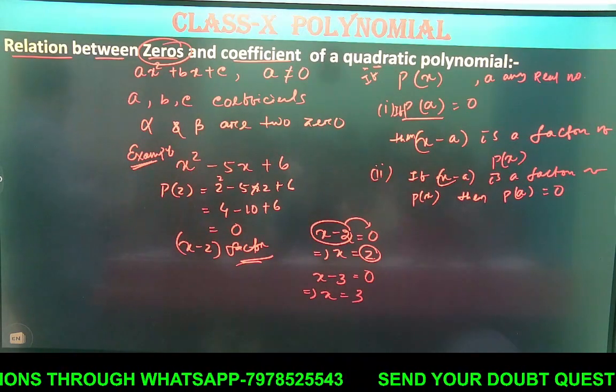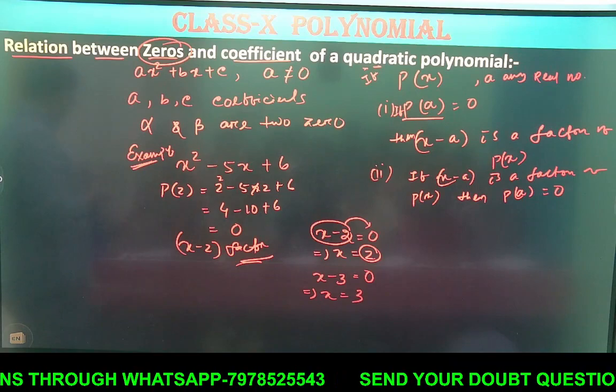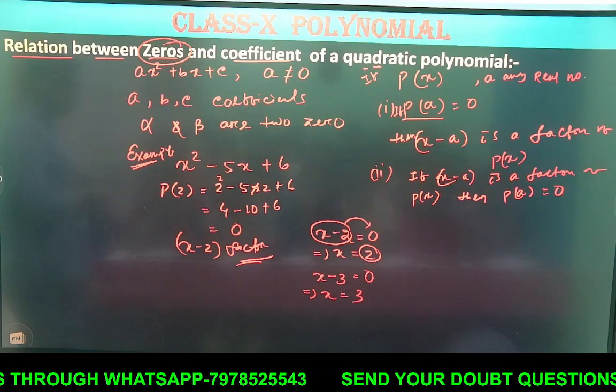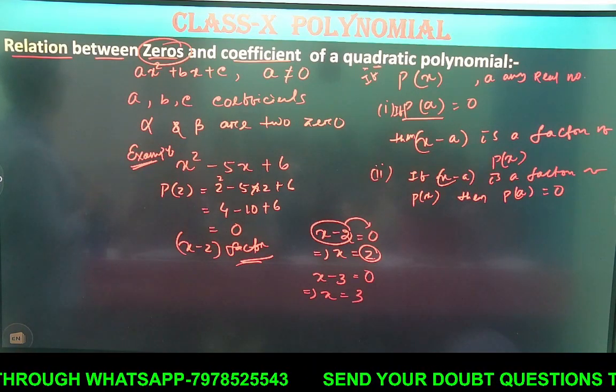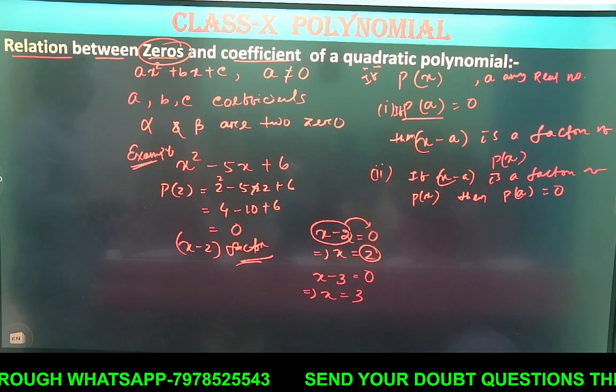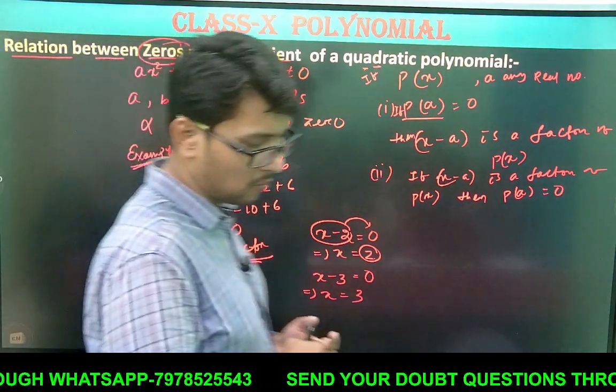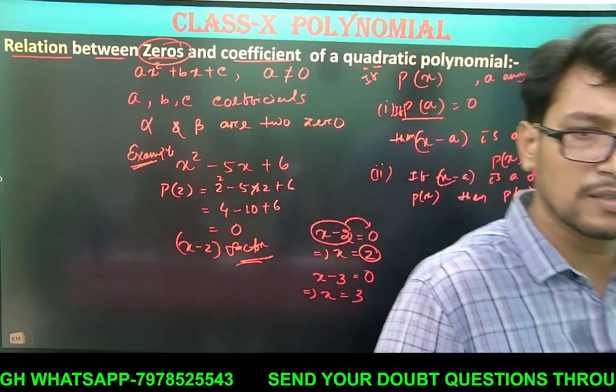You leave this much space, then after that you can continue. Okay. Done. Over. Now we are going to discuss the relation between the coefficients and zeros of a quadratic polynomial. Ready everyone? Ready?